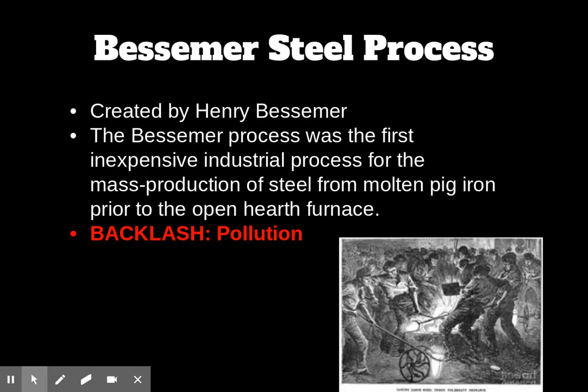All right. So the next two inventions are going to be the Bessemer steel process. And this is created by Henry Bessemer, and it's going to allow for the first mass production of steel. So steel is when we take iron and we combine it with carbon. Usually that's done by using coal to melt the iron, and the carbon from the coal makes its way into the iron to create steel.